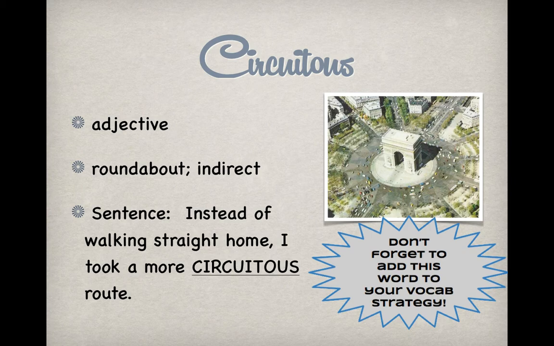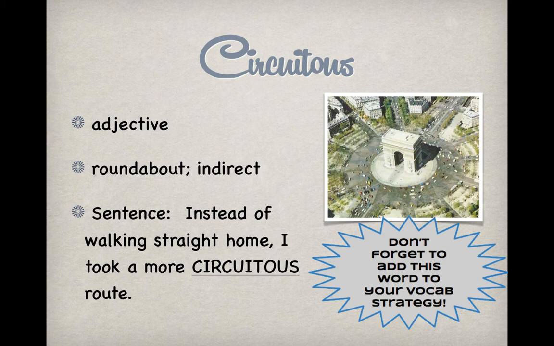As you can see in the picture, the cars are kind of going around. They're not taking a direct route because of the placement of that statue. The sentence reads, instead of walking straight home, I took a more circuitous route. Don't forget to add this word to your vocab strategy.